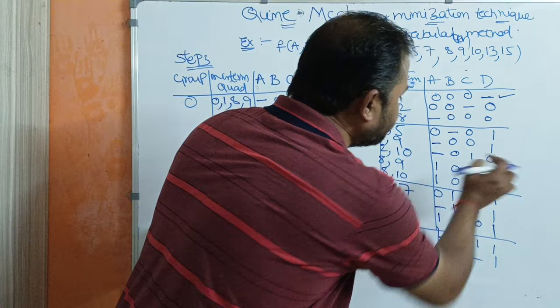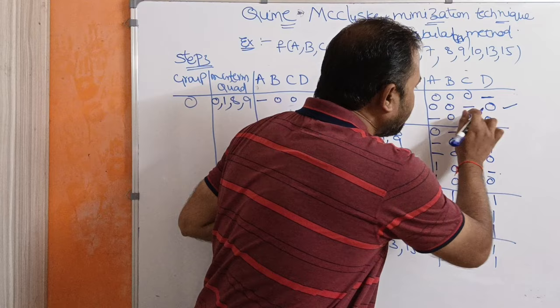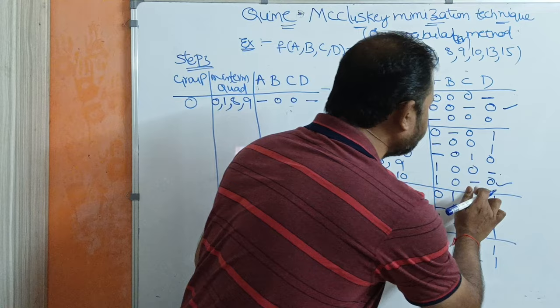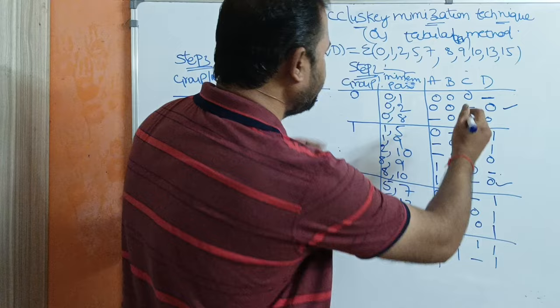Next we have to compare 02 with remaining numbers in group 1. Here we have dash at the third position. So search for dash at the third position. So here we have dash at third position. So compare these two. So 00 dash 0. So 10 dash 0. Yeah, we can combine these two. So if we combine these two, here 01 is included. So put the tick mark, as well as 89 is also included. So put the tick mark.